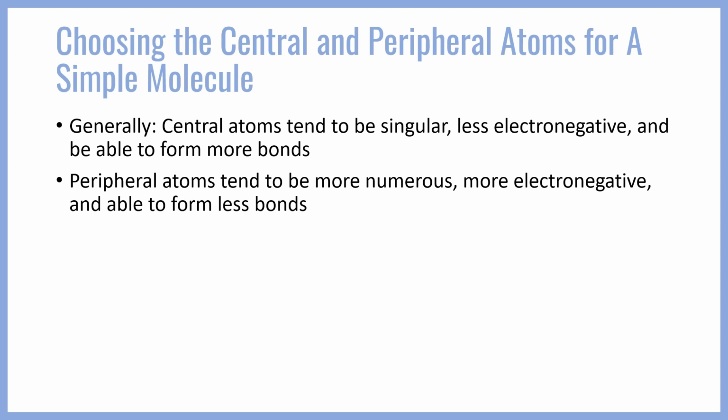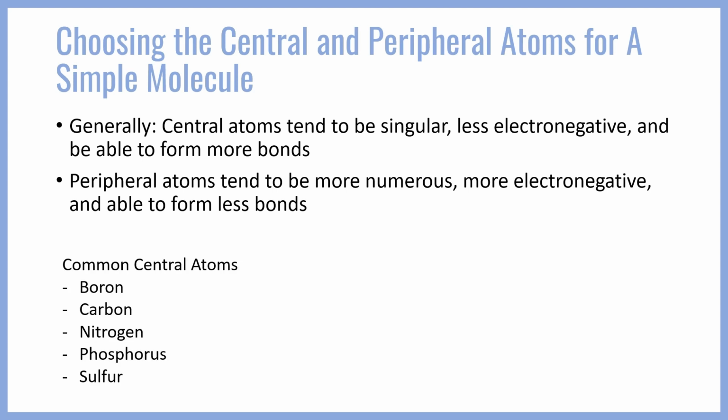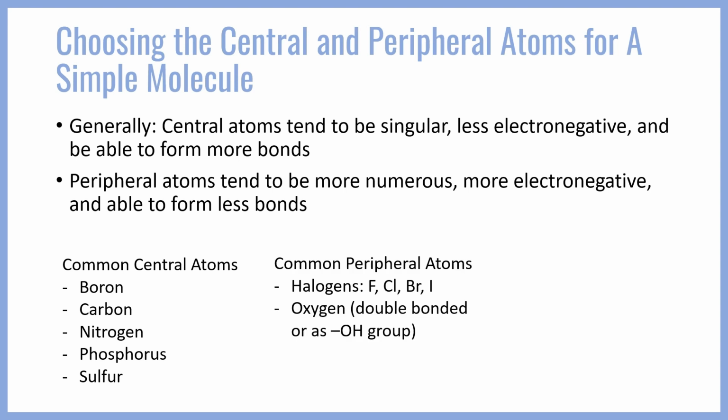Some common central atoms are going to be boron, carbon, nitrogen, phosphorus, and sulfur, which are towards the left-hand side of the nonmetal series on the right-hand side of the periodic table. So our left side nonmetals, like carbon especially, are relatively not electronegative, and so they're easily attacked by other atoms for their electron density. Some common peripheral atoms include the halogens, F, Cl, Br, and I, which are all quite electronegative and only form single bonds, hence they tend to be peripheral, and oxygen, which is often double bonded or present as an OH group.